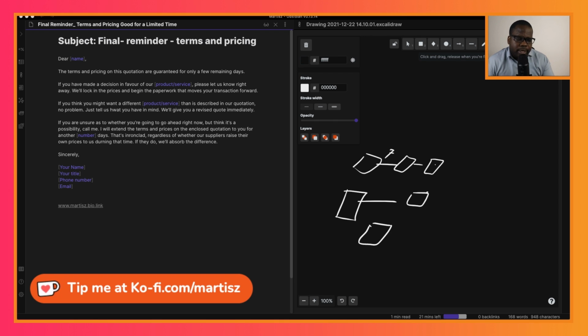You can do that. If you have it in your system, as soon as they accept it, you can send them an invoice, so they need to pay. Technically, this is just for the invoice, because in order to keep your business running you need to sell, but you also need to get the money. Otherwise, it's going to be difficult for your business to survive. If you think you might want a different product or service than is described in the quotation, no problem. Just tell us what you have in mind.